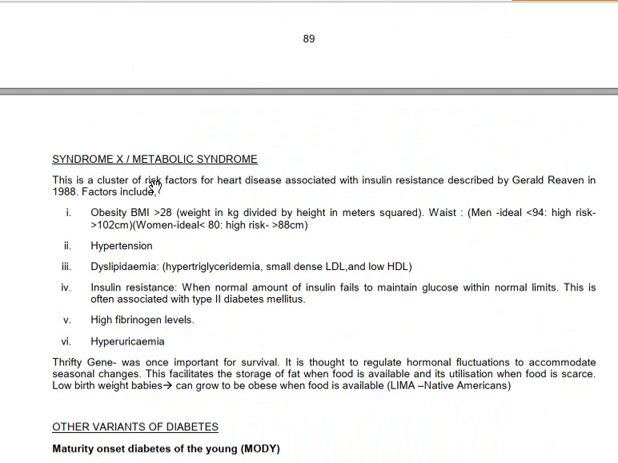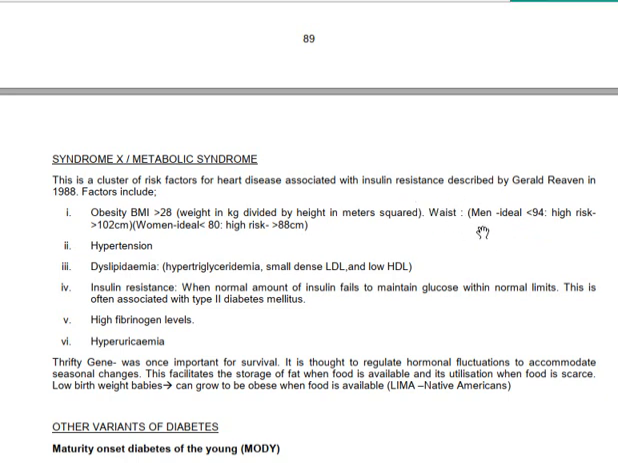Now, the next thing that we are going to speak about is syndrome X, what I was just speaking about before, or metabolic syndrome. This is a cluster of risk factors of heart disease associated with insulin resistance, which was described by Gerald Reaven. Is it clear? So what are the factors in syndrome X? The first thing is that you have a central obesity with a BMI of greater than 28 kilogram per meter squared, or better still, you could just measure the waist circumference.